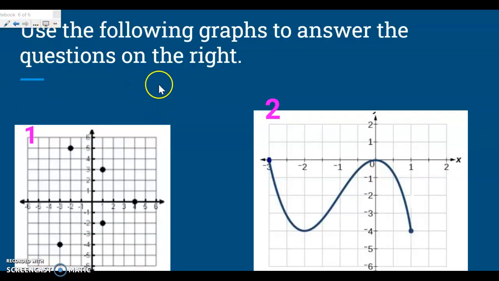So now, again, you take a turn and use the following two graphs to answer the questions on the right. Hopefully now you know how to find the domain and range of a function when you are given a graph. See you soon.